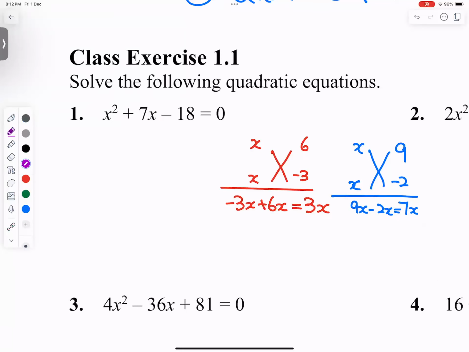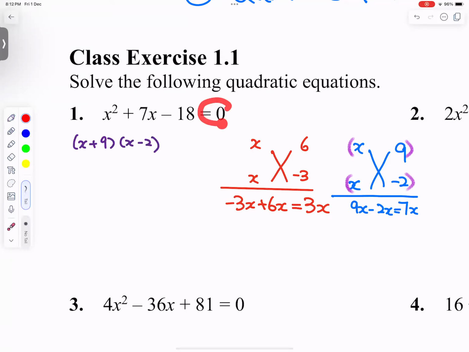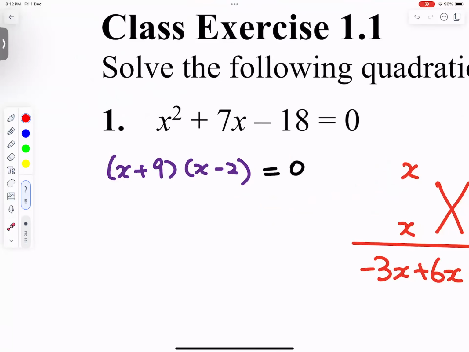Correct thing means you just need to put a bracket here, put a bracket here. So your answer, your next step will be x plus 9, x minus 2. Don't forget the equal 0, because most students forget that. All right, this is not yet done because we need to solve.